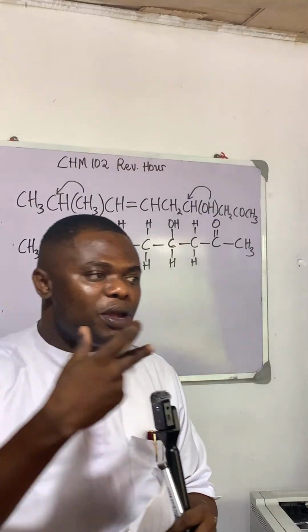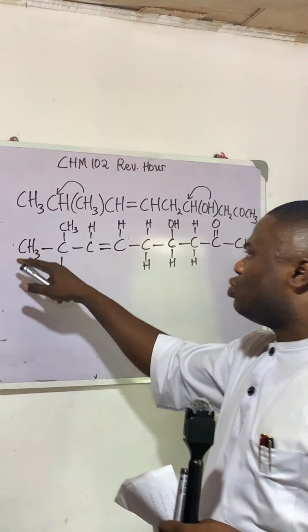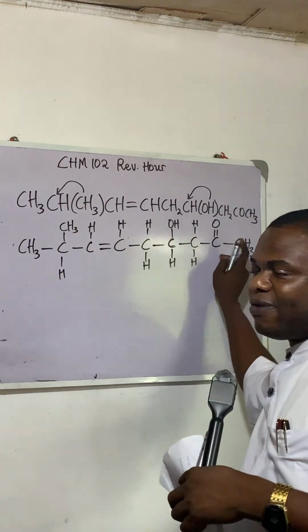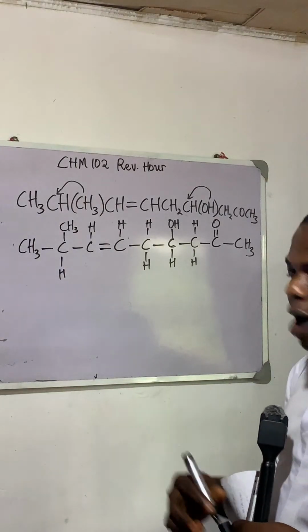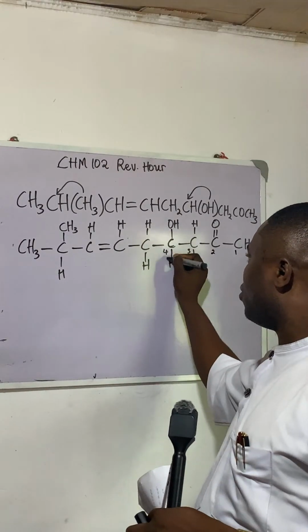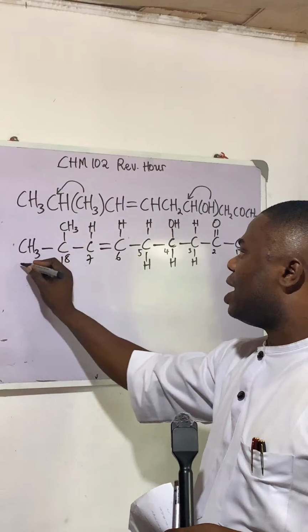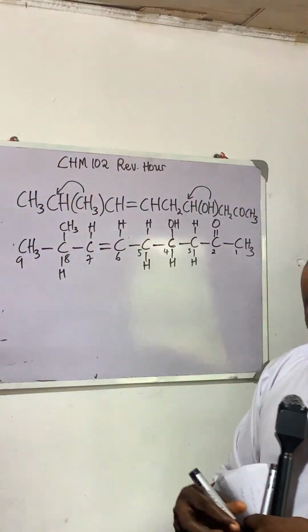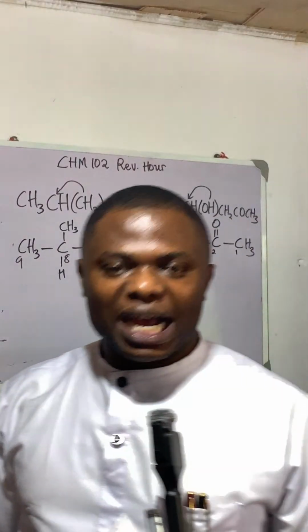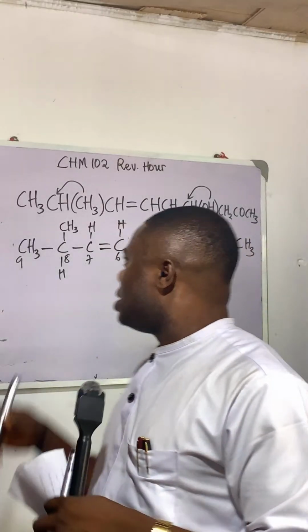We number in such a way that the functional group in this given compound will have the lower carbon number. So there's nothing that will make me start numbering from here. I will number from here in order to favor this functional group. And with that, that will be 1, 2, 3, 4, 5, 6, 7, 8, and 9. Nine carbon atoms: if it is alkane, nonane; if it is alkyne, nonyne, in that order.